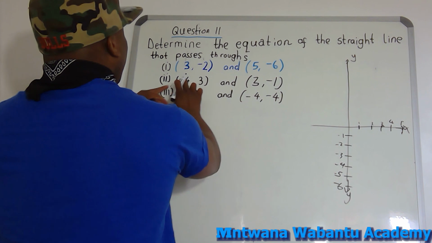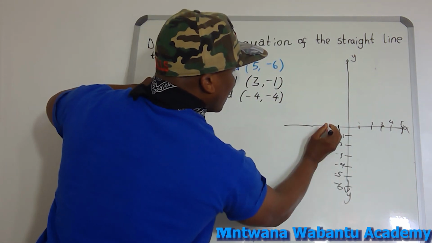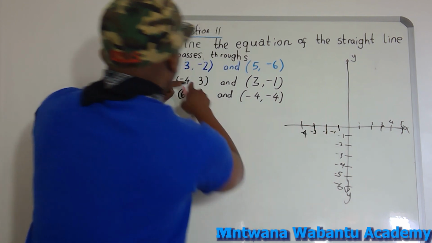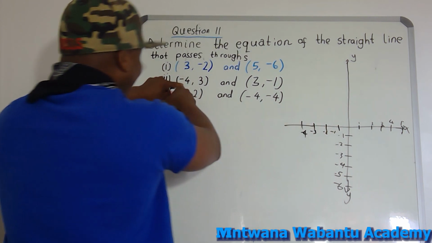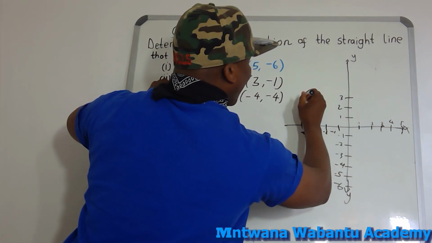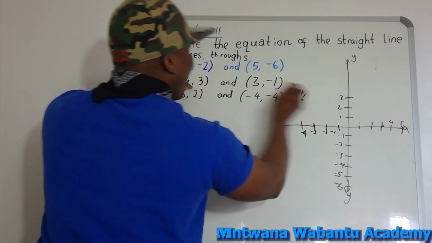Okay, our coordinates are -4 and 3. Okay, x equal to -4: -1, -2, -3, -4. And y equal to 3 means 1, 2, and 3. So what did I meet up here? So it means x equal to -4 and y equal to 3.